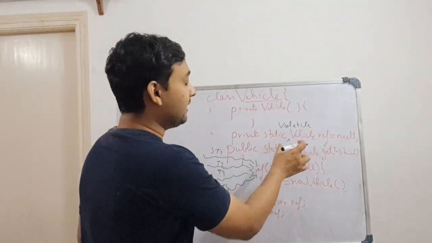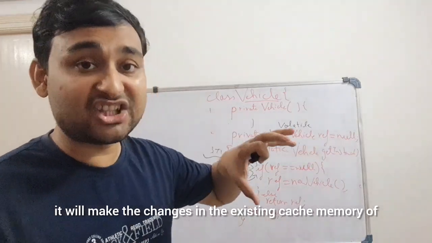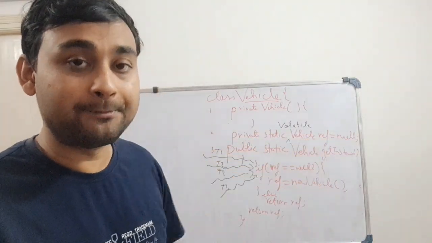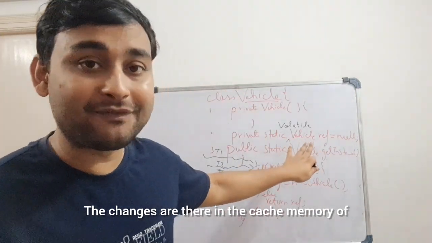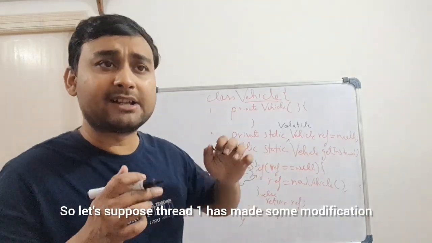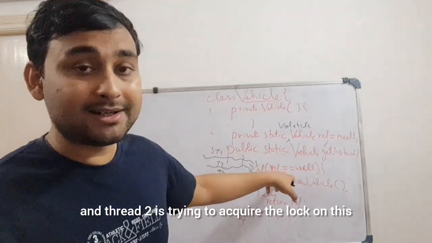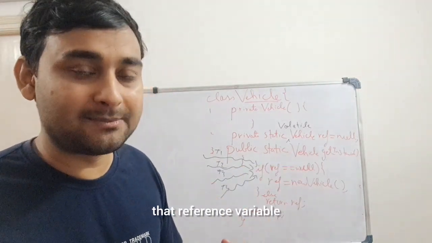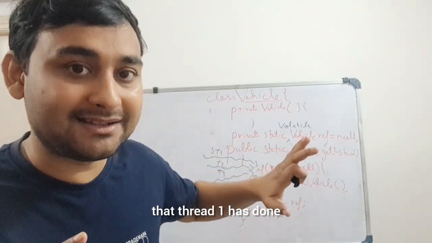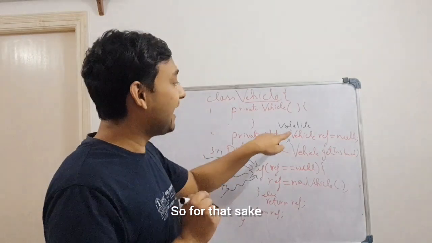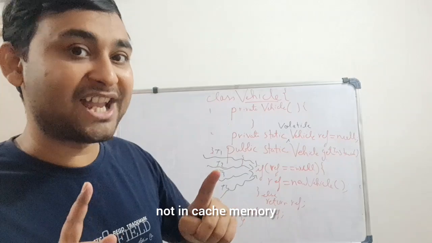Why? Because normally for a variable that is created, the changes are made in the existing cache memory of that particular variable reference, but the changes are not in the main memory. Let's suppose thread 1 has made some modification and thread 2 is trying to acquire the lock on this and modify that reference variable. But thread 2 will not be notified about the changes thread 1 has made. So for that sake we have to create a volatile reference variable so that changes are done in the main memory, not in cache memory.